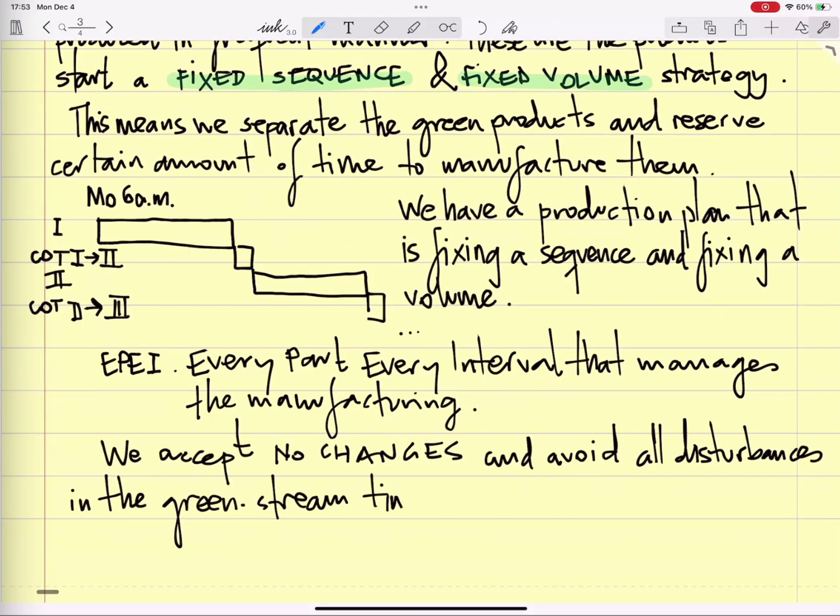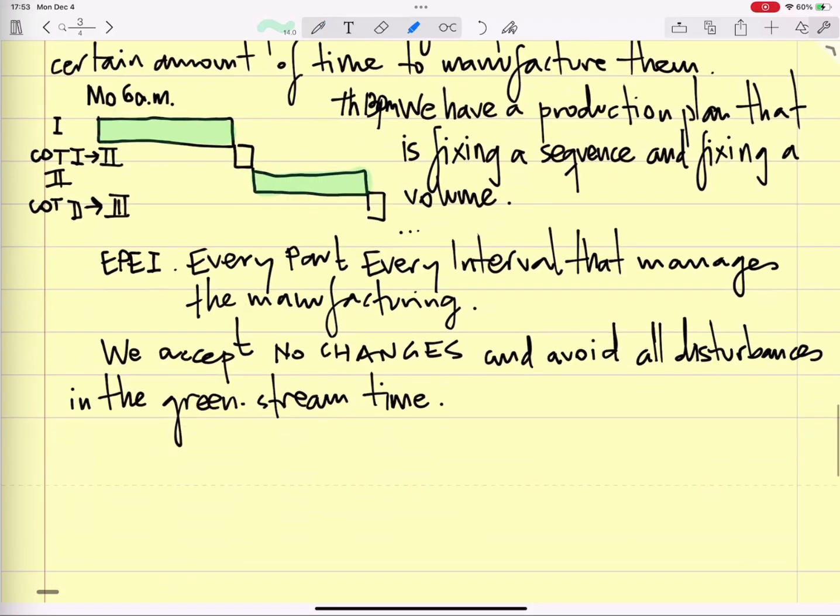Time. Okay, so let's say from Monday 6 a.m. to Thursday 13 p.m. we only produce the green stream. Okay? We create economics of repetition.